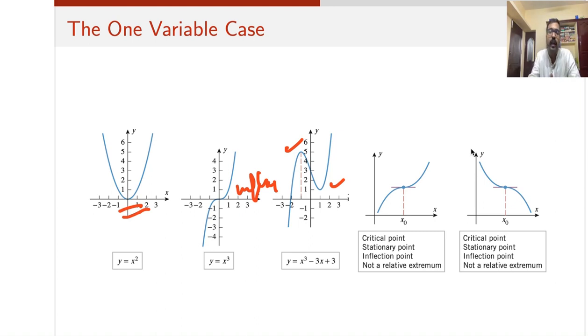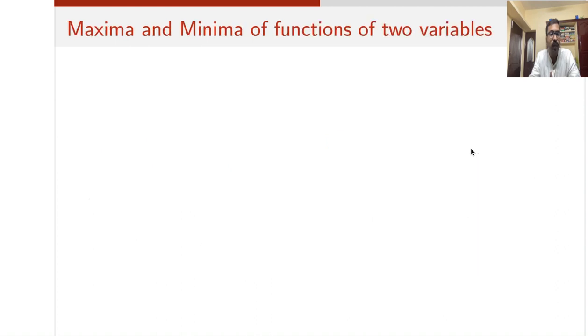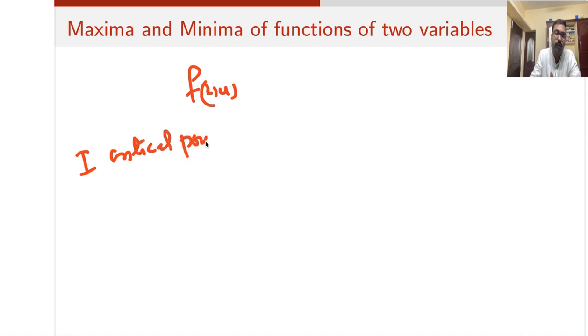Now let us carry over this case to the two variable case. Suppose we are given a two variable function, for example a function called f of x, y. The first step is to find the critical points, just like in the one variable case. In the one variable case, how did you find the critical points? You found f dash of x, equated it to 0, and found the critical points. But in the case of two variables, you can see that there are two variables.